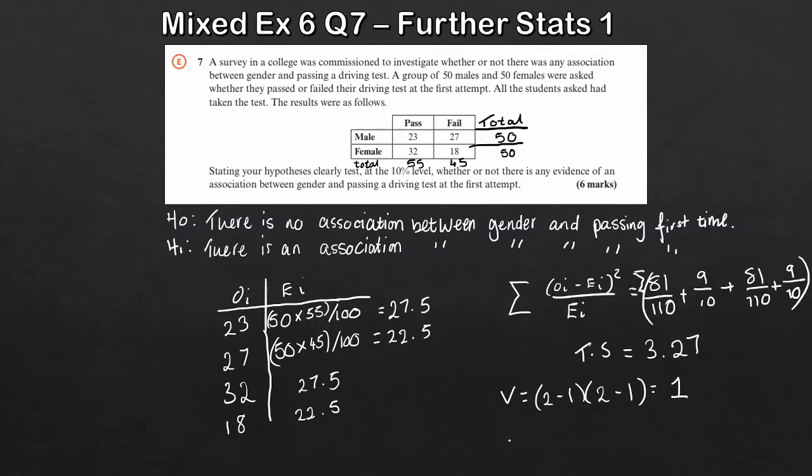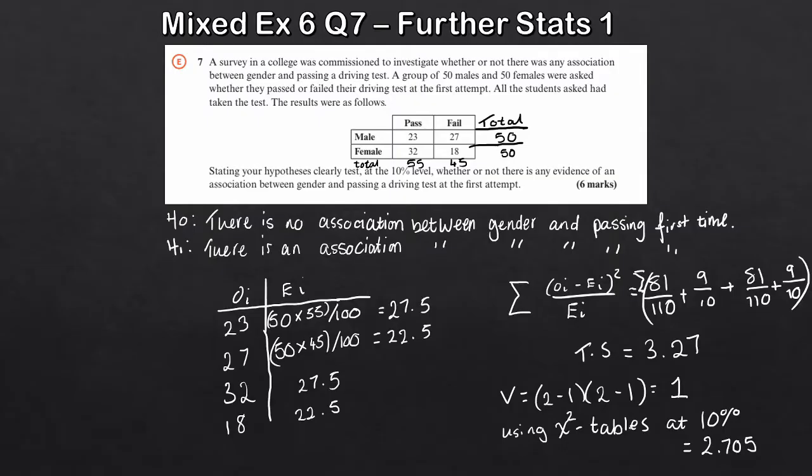So now using my chi-squared table, just use your formula book for this, nothing special. I'm just looking up here now in the table. So at the 10% significance level, because it's 10%, this gives you 2.705. Now all we do is compare our test statistic to our chi-squared value here.